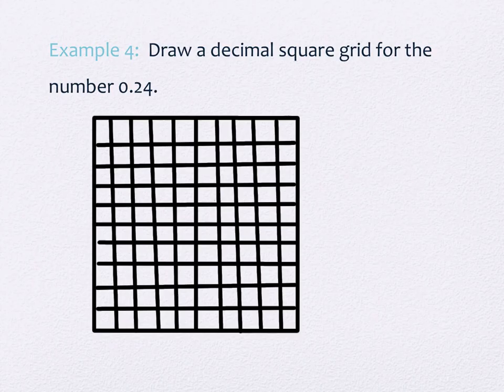Now, technically, you can cover any 24 of them. But the grader and I would like for you to have some sense in how you color this, please. So we're going to color one column straight down. That's 10 of them, 20 of them, and 4 more. Right? There are 24 of them shaded. This is a visual representation of the decimal 24 hundredths.